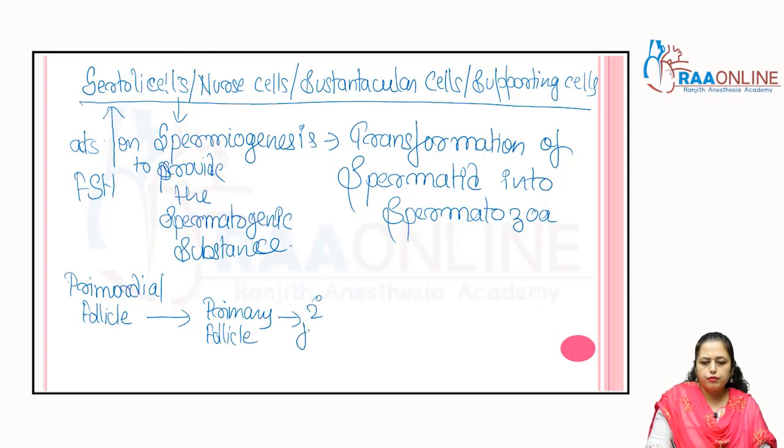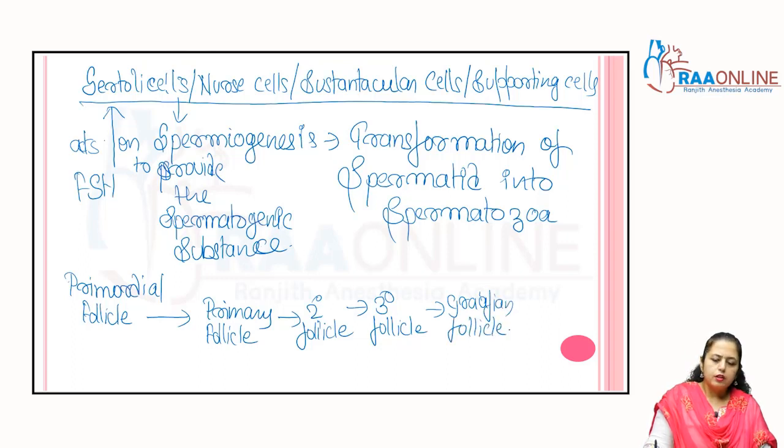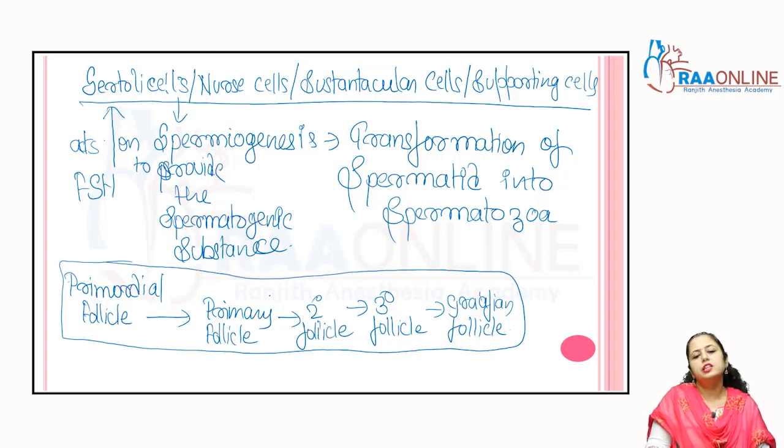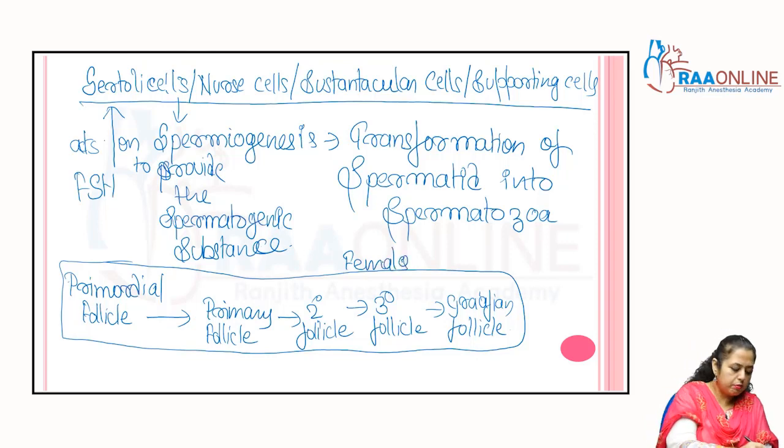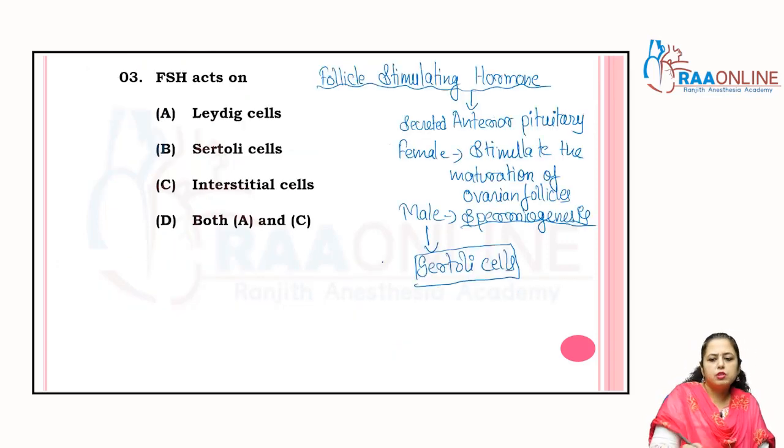primary to secondary follicle, secondary to tertiary follicle, then Graafian follicle, right? Clear? So in females, the ovarian follicle maturation is done by the FSH, right? And in males it helps in the spermiogenesis. So the answer is the Sertoli cells.